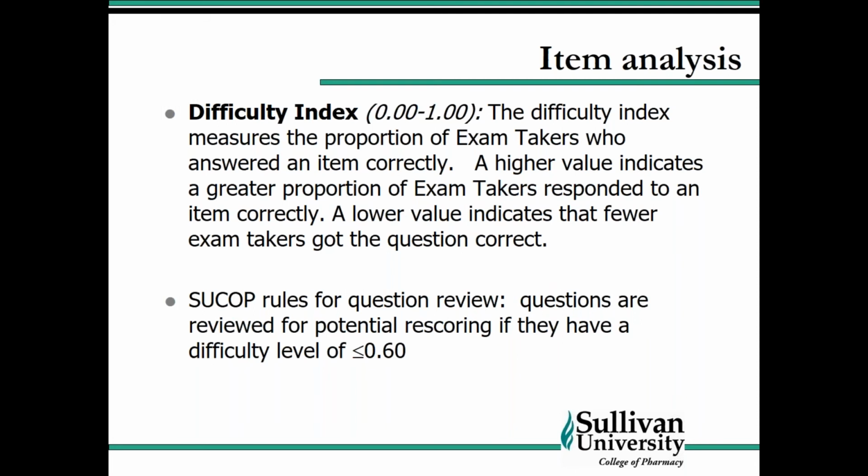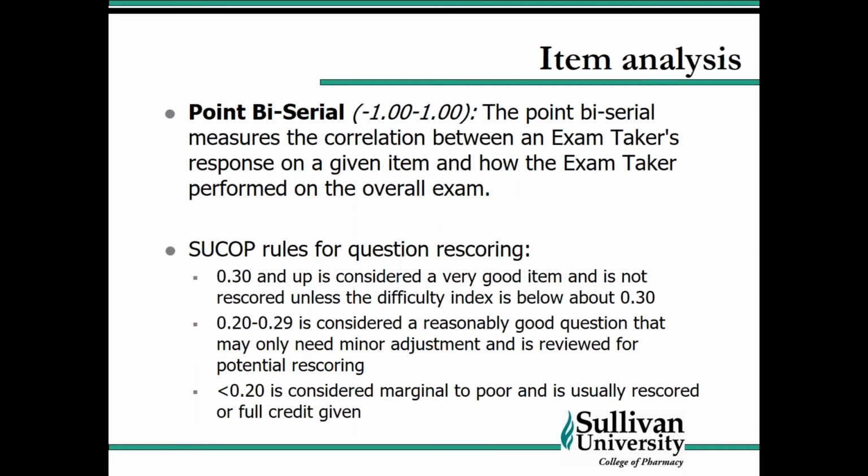The next piece that they look at is the point biserial. The point biserial ranges from -1 to 1, and it measures the correlation between an exam taker's response and how they performed on the exam. So the higher that point biserial is, the more likely it is that those who did well on the exam also got the question right, which is really what we're after.